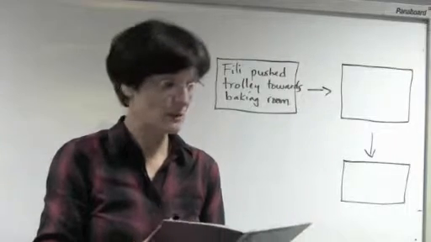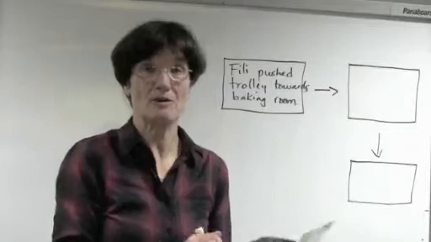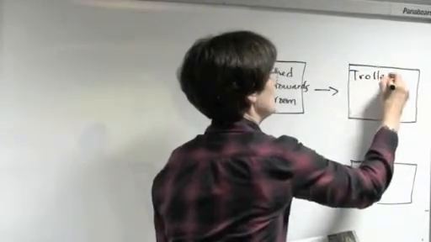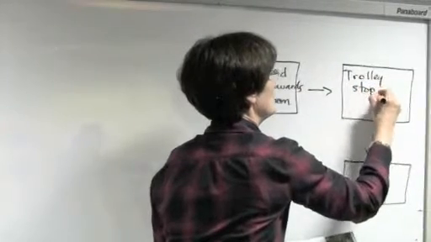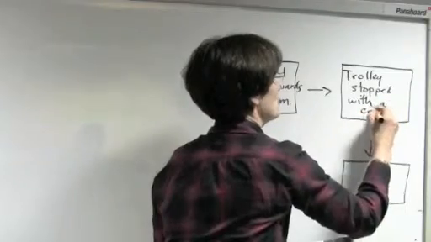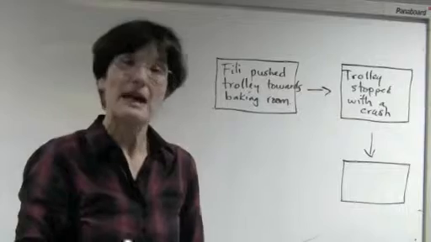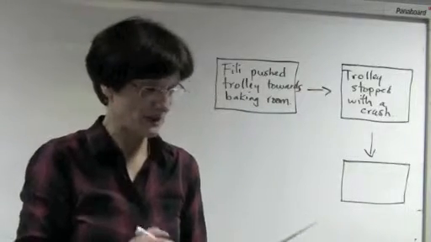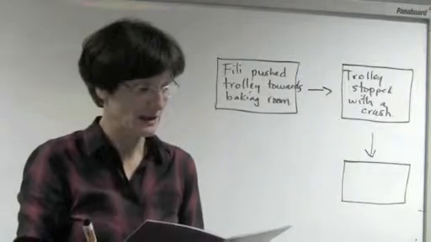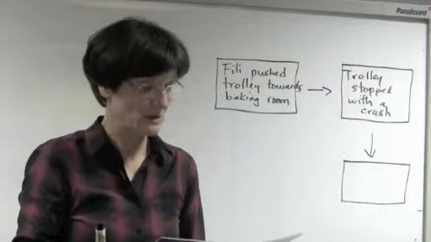So the next step in the sequence is that Philly rounded the corner and stopped with a crash. So the trolley stopped with a crash. So that's the second step in the sequence. Now I'm going to ask them to read the next paragraph, and the next paragraph is only 2 sentences long, so some paragraphs are short and others are long. And let's look what happens. I want them to think about what the next step in the sequence is.